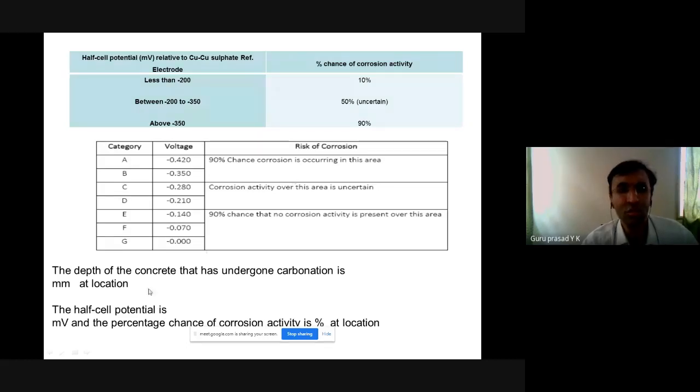Here, through the test of carbonation using a phenolphthalein indicator, you will get to know the depth of concrete that has undergone carbonation. You can measure it using a scale in millimeters. The half cell potential is measured in millivolts, and it will give you a percentage of corrosion activity or rusting of the reinforcement in that area. This is nothing but a diagnosis of what is happening to your reinforcement or your steel.